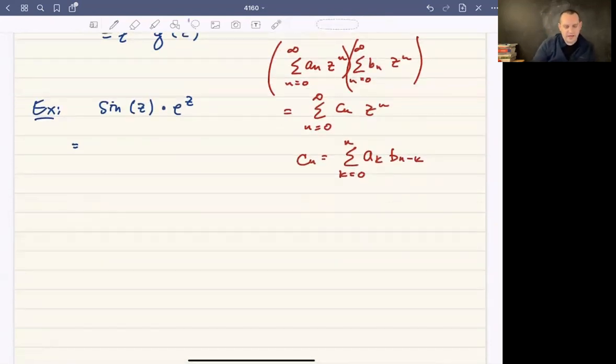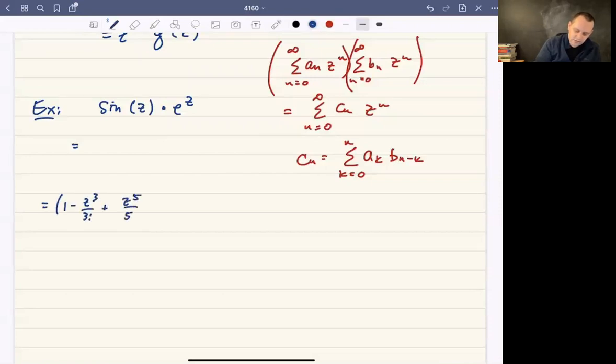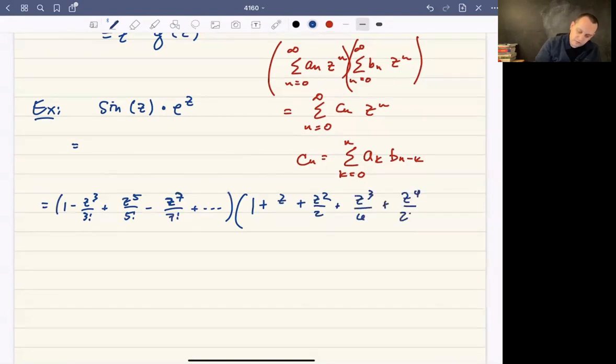If we need to refer back to this, we can, but for now, let's just think about what sine of z is, what e to the z is, and then we'll multiply as if we're expanding out a product of polynomials. Sine of z, we know, is z minus z cubed over 3 factorial plus z to the 5th over 5 factorial, minus z to the 7th over 7 factorial, and so on. And e to the z we know is 1 plus z to the 1st over 1 factorial plus z squared over 2 factorial, z cubed over 3 factorial, z to the 4th over 4 factorial, z to the 5th over 5 factorial, and so on.